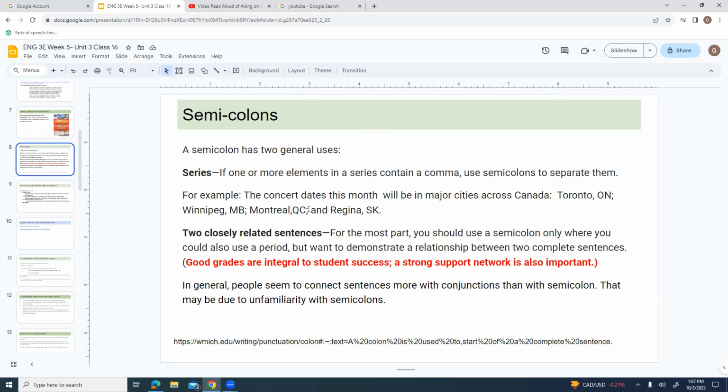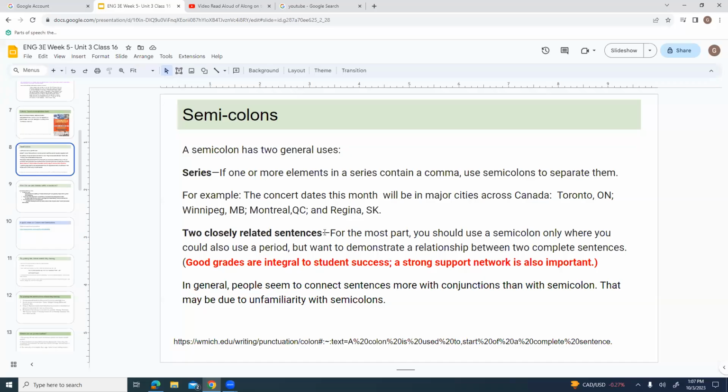However, with your voice, you would give a slightly longer pause, right? I would say Toronto, Ontario, Winnipeg, Manitoba, Montreal, Quebec, and Regina, Saskatchewan. Right, so I'm exaggerating it, but the semicolon is a little bit of a longer pause when we're talking than just a comma.